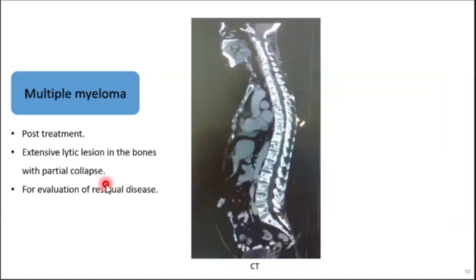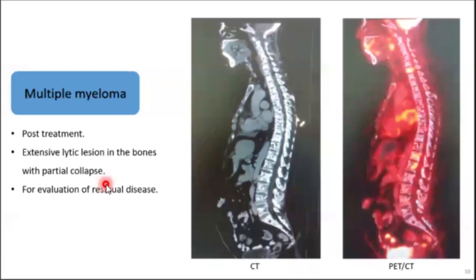This is a scan of a post-treatment multiple myeloma patient with extensive lytic lesions on CT, who came for evaluation for residual disease. So based on the CT findings alone, it is difficult to determine which of these lesions are still harboring active myeloma cells. However, on FDG PET CT, there are metabolically active bony lesions involving the C7, D12, and L1 vertebrae. This uptake distinguishes metabolically active myeloma sites from inactive lytic lesions.